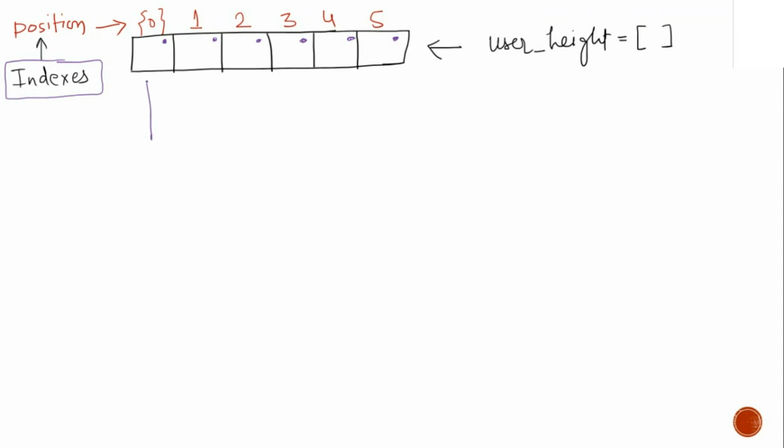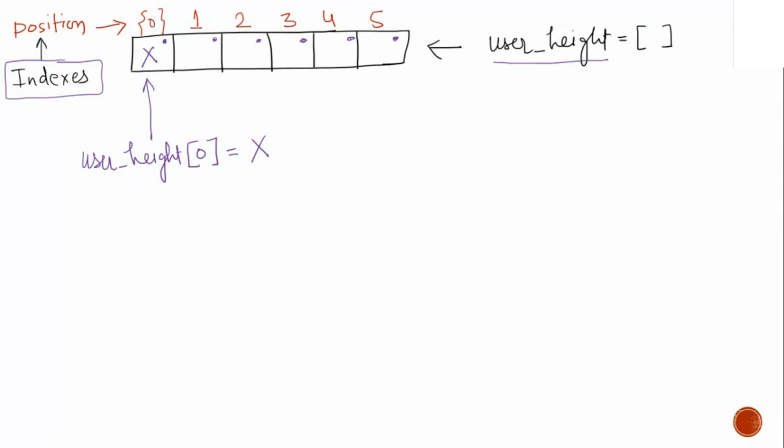Whenever you want to access the value at this position, you can simply write user underscore height and put a 0 here. Let's say I'm putting x here. Whatever the value x is, it will be returned. That means you are asking Python to give the value present at zero indexing.